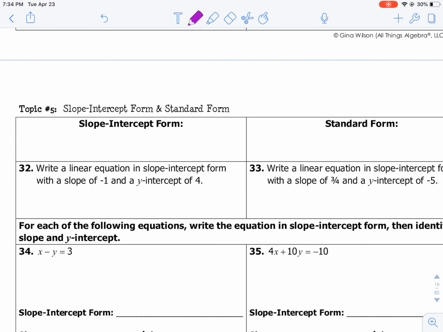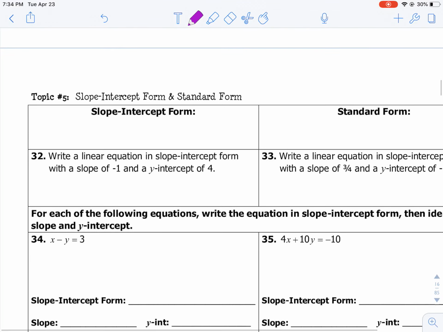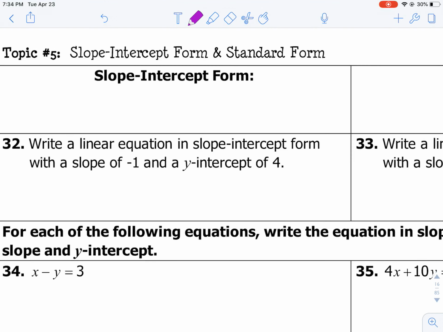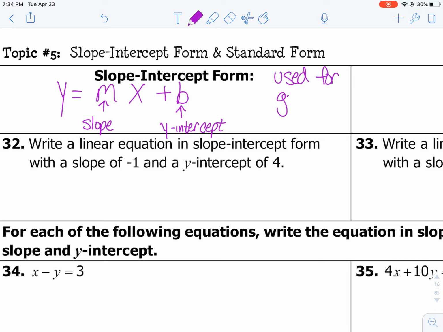So we have 2 different types of forms that we see equations in. This is why we talk about slope. We have slope-intercept form, which is y equals mx plus b. That m being my slope, that b being my y-intercept. When we are graphing, we have to use slope-intercept form.